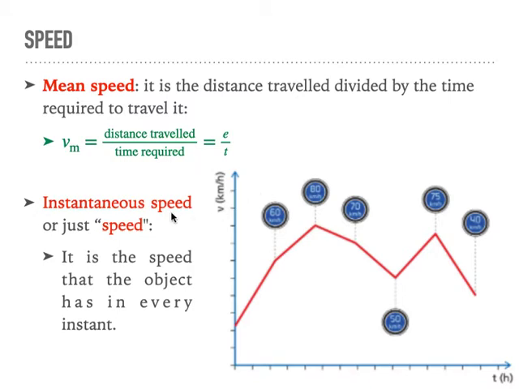But it's different from the instantaneous speed. That's why we just call speed without any other thing. That's the instantaneous speed. And that is, as the name says, the speed that the object has in every instant. You're going to see this in third of ESO, so I'm not going to work on this definition anymore, but we are just going to work with mean speed. And we're going to see an example.